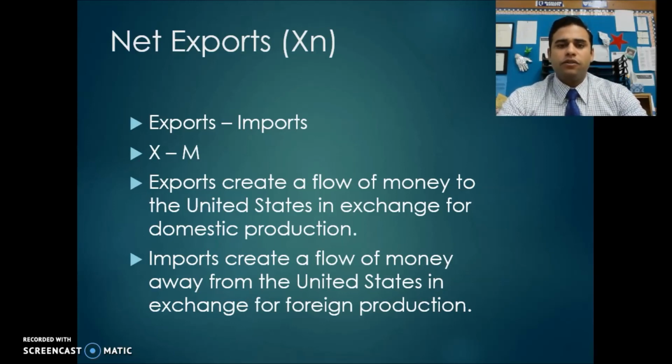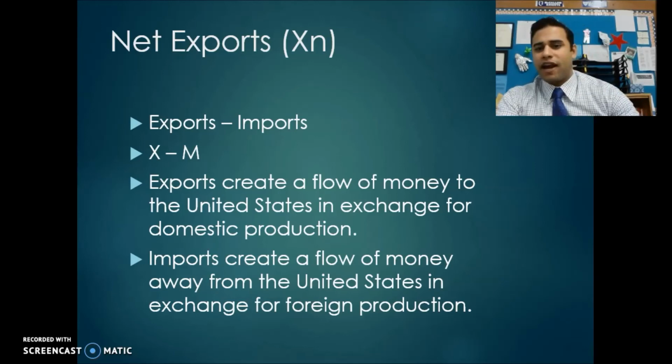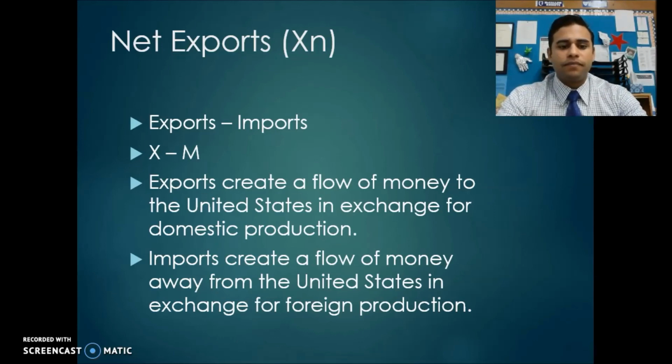Okay, so what ultimately you usually do here when you add up GDP is you add consumption spending to investment to government spending, and then you subtract the trade deficit. But what you're really doing is you're adding net exports. Net exports happens to be a negative number. Okay.